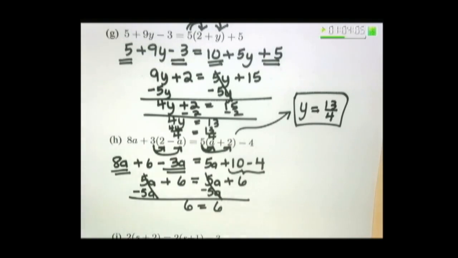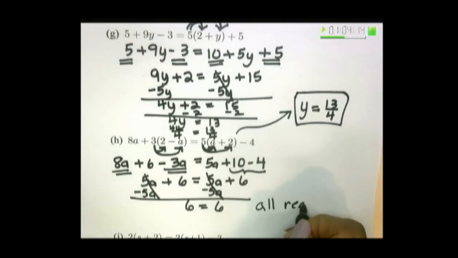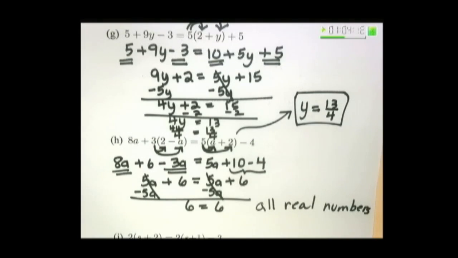The fact is I have a true statement, 6 equals 6, for every value in the real number system. So it is an identity, and the answer is all real numbers. If I were to check a equal 1, I would get a true statement, and then go in and check a equal 2. I would get a true statement. A equal 3, a equal 3.5, a equal 4.02. Everything in the real number system will check.